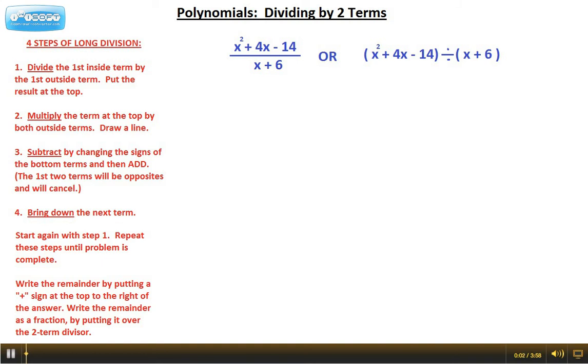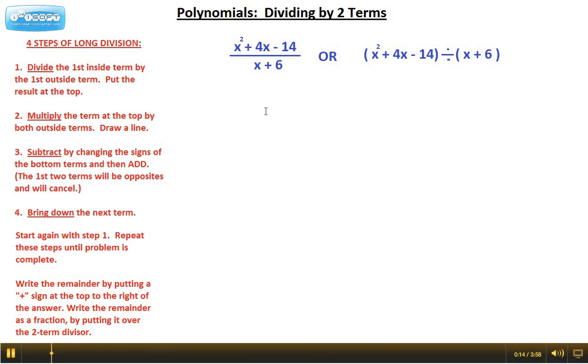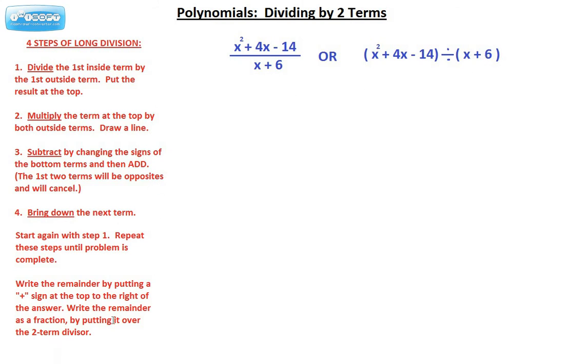Here is a polynomial that is being divided by two terms. You may see it written as a fraction or in parentheses divided by the two-term binomial. There are 4 steps of doing long division, and we use long division whenever we're dividing by two terms.